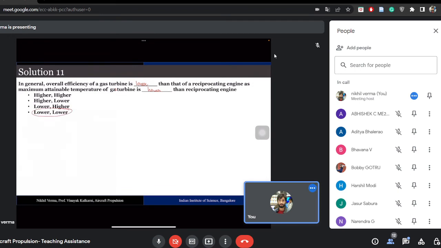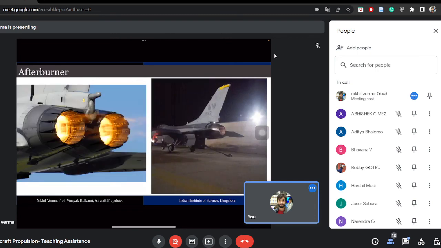So, in a reciprocating engine, the temperature you can achieve is more than 2200, whereas in a gas turbine, the temperature is limited to 1800 Kelvin. So the correct answer is this. I guess I have made it long. Yeah, it is lower.